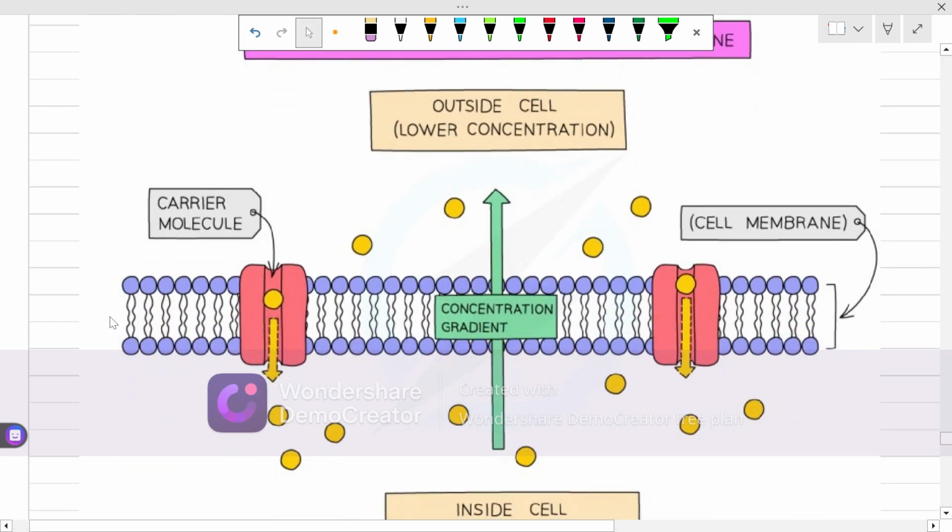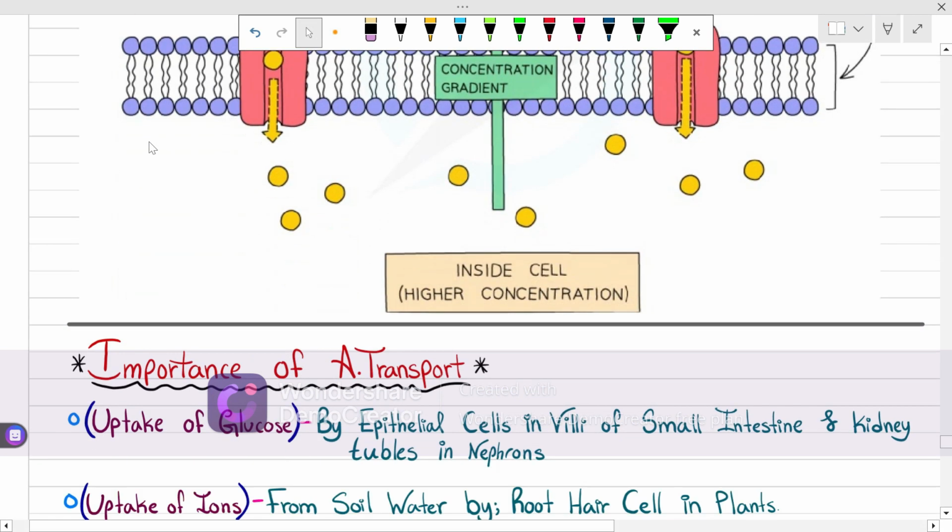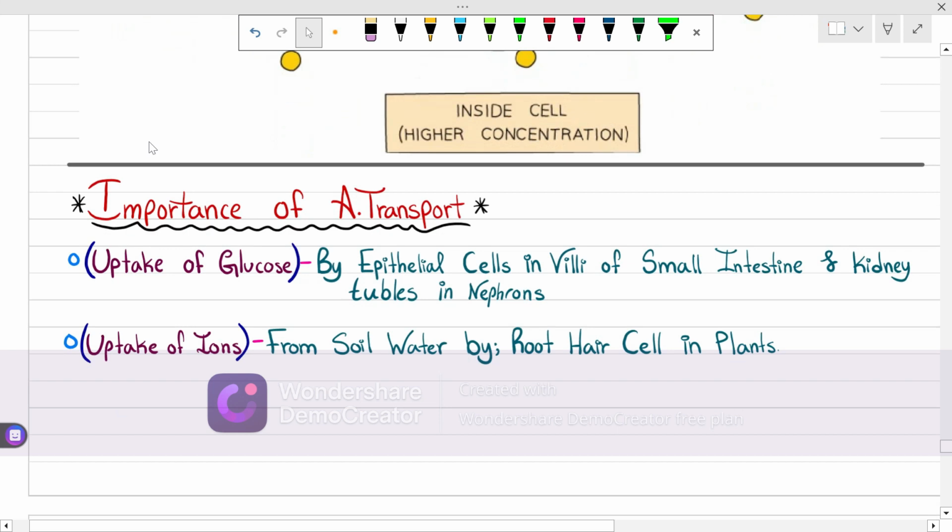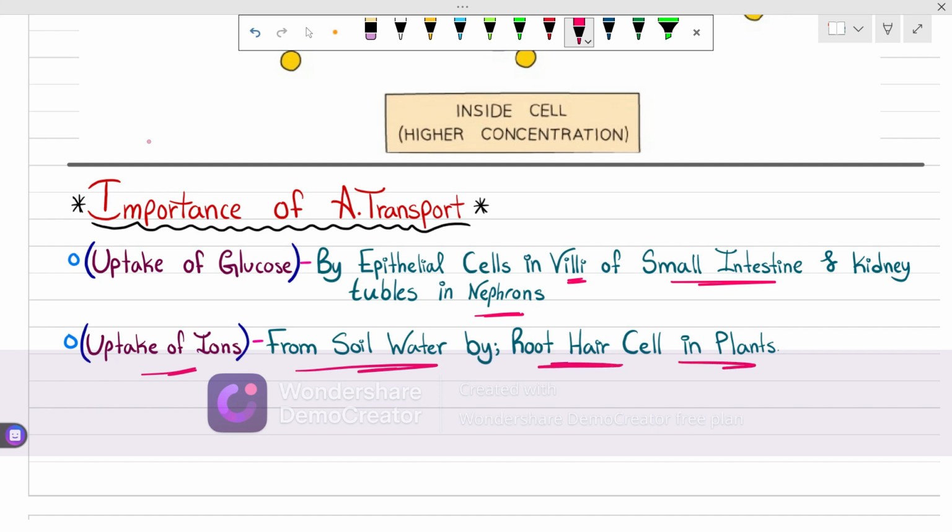This is active transport in a cell. You have a partially permeable membrane. It occurs by using carrier molecules. We'll learn about them in the next page. Concentration gradient, low to high. What is the importance of active transport? In our syllabus, we have two importances of active transport. The first one is uptake of glucose by epithelial cells in the villi of the small intestine and the kidney tubules and nephrons. The second is the uptake of ions from soil water by root hair cells in plants.